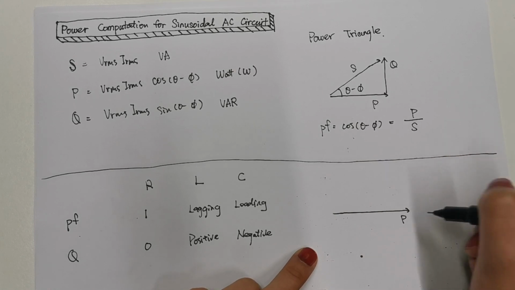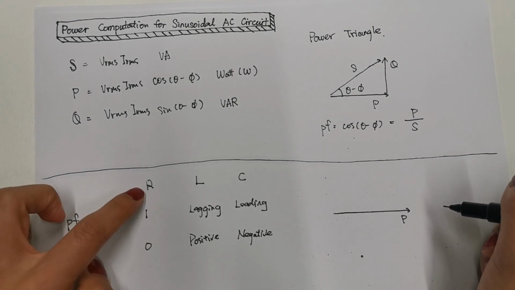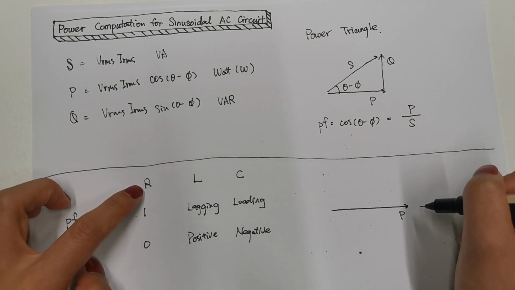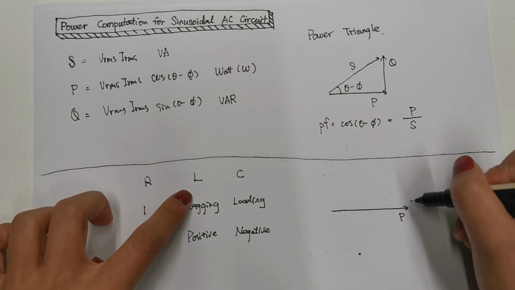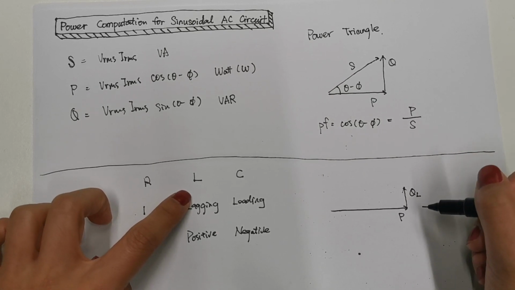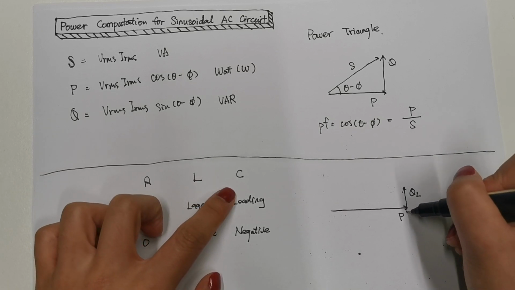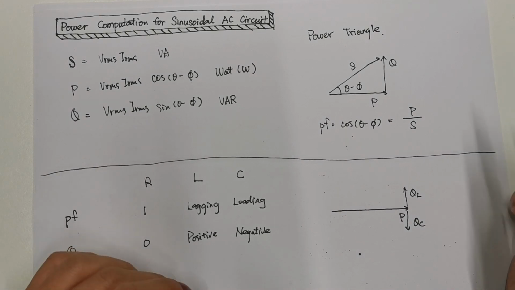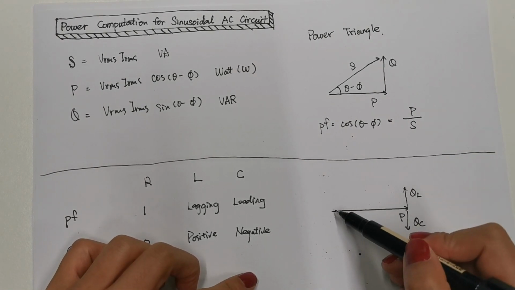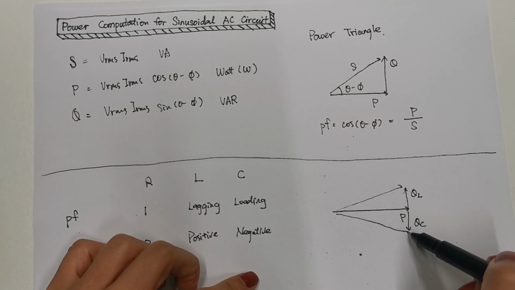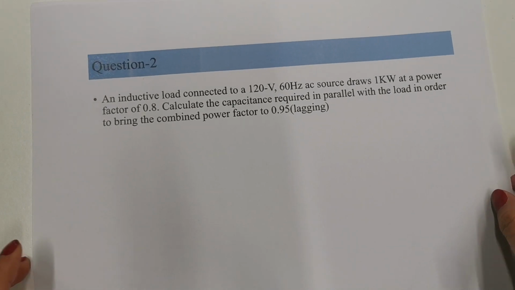If we put this in our power triangle, we can see that if we have the same power here, a resistor doesn't create any reactive power. But an inductor gives us positive reactive power, and a capacitor gives us negative reactive power. So it will change our apparent power. Alright, let's look at a question here.